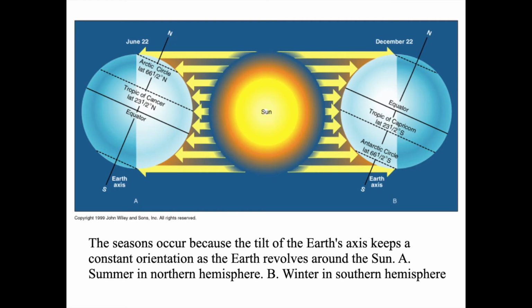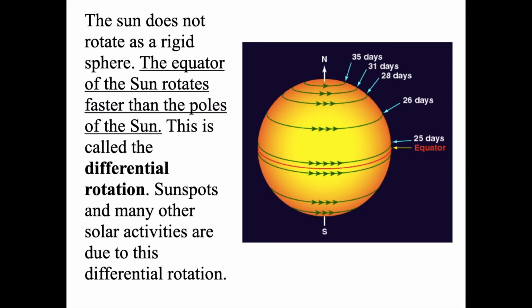So if the Earth is tilted towards the sun, specifically the northern hemisphere, that's going to give the northern hemisphere the summer. And as the northern hemisphere is tilted away from the sun, that's going to give us winter. These are the summer and winter solstices.